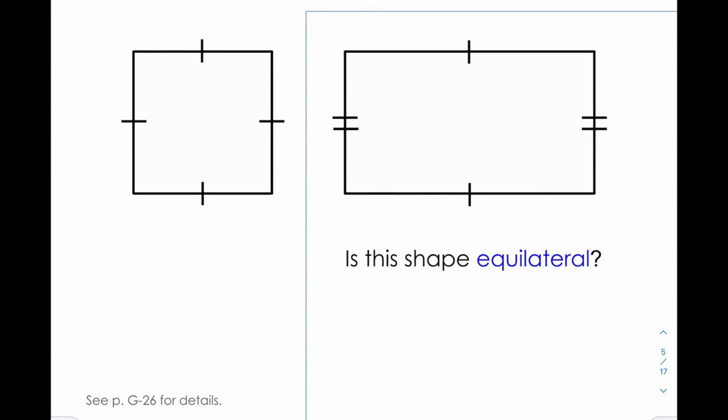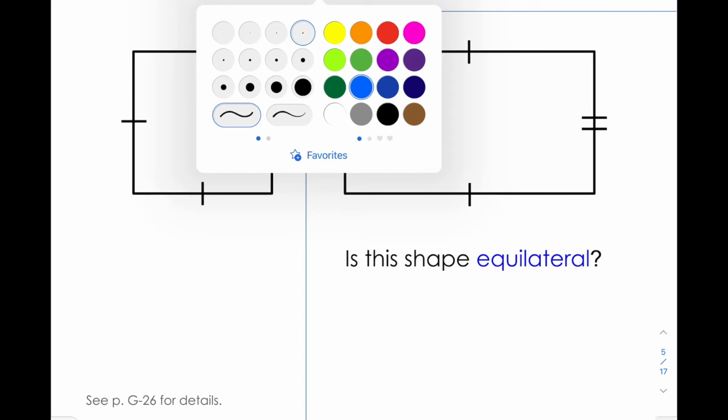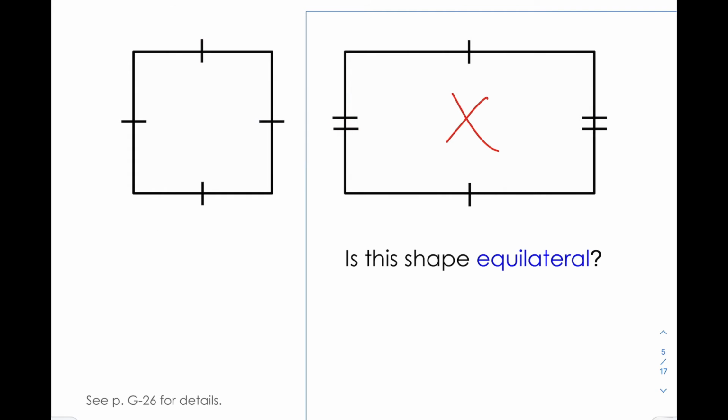So is this shape equilateral? Well, we could see by the hash marks that these two sides are the same length, but they are different than these two sides, which are equal to each other. So this polygon is not equilateral, and this would be a rectangle, of course. And on the left we have a square that has 4 equal sides. So this one is equilateral.